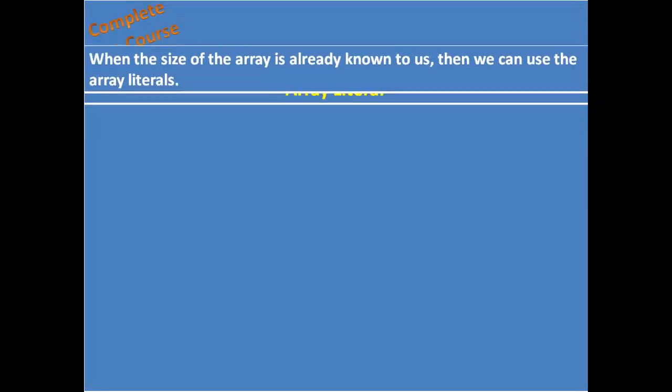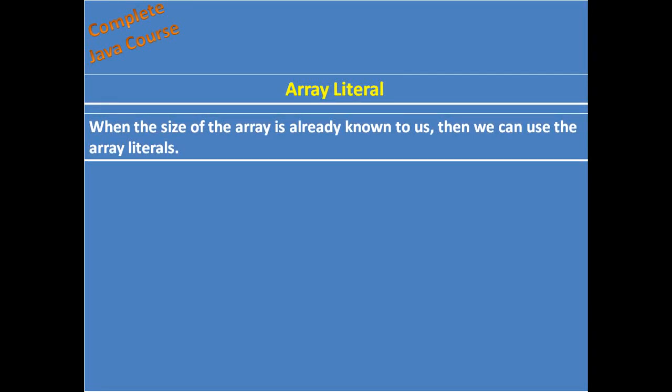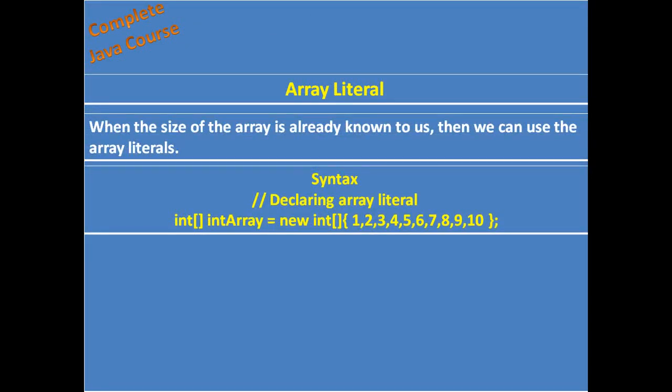Array literal. When the size of the array is already known to us, then we can use array literals. The syntax for array literals is declaring the array using the literal: int square brackets, then the variable name, equal to new int square brackets, and we define the elements of the array in the curly braces.